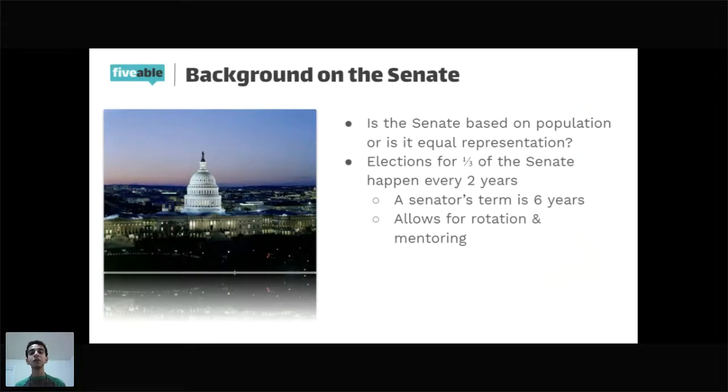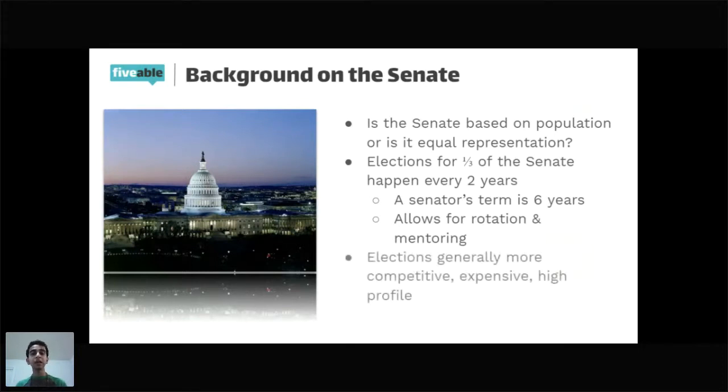So if you have 1/3 that rotate in and out, you give them a little bit of time to get used to it, get mentoring from older members, and then before the next batch is rotated out. So that's something that you should know, especially that the senator's term is 6 years, and how that's different from the House's term being 2 years.